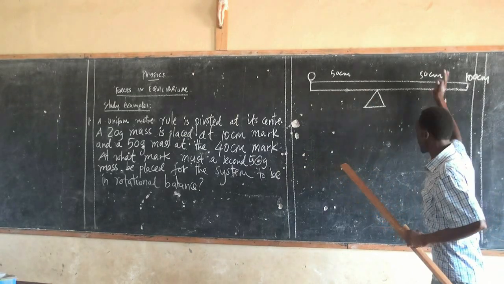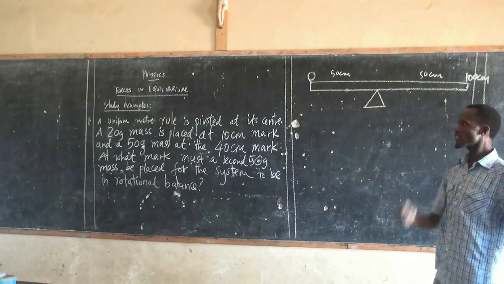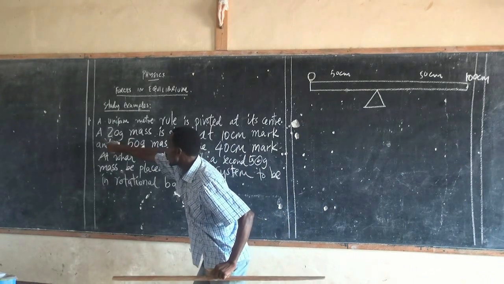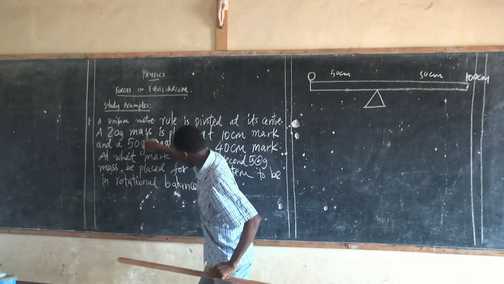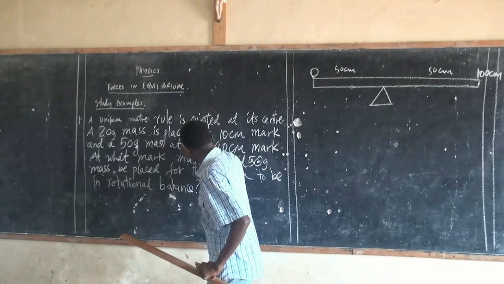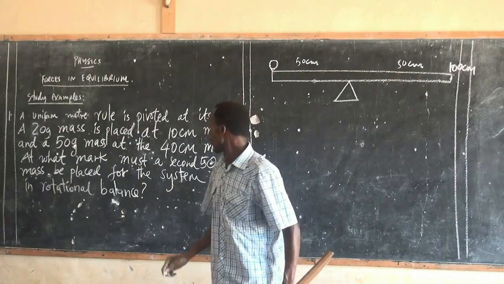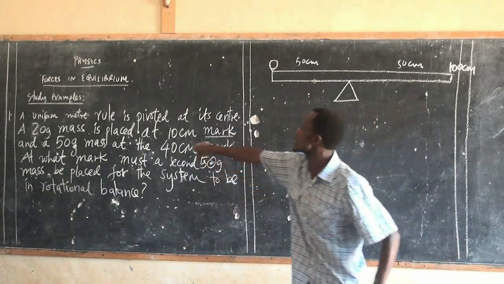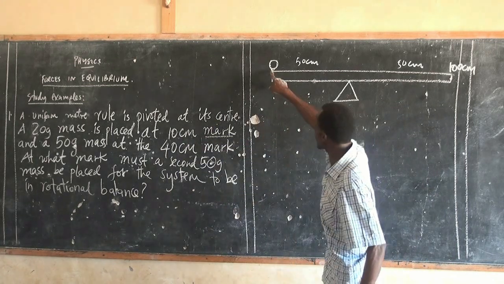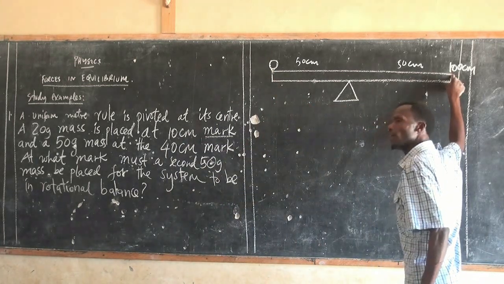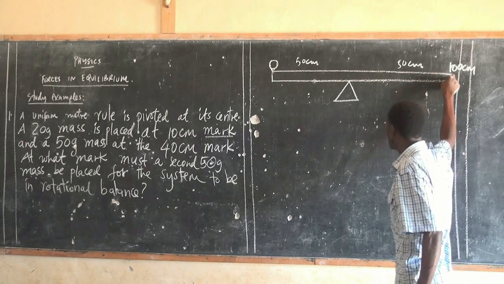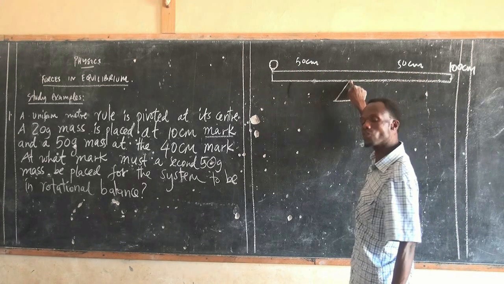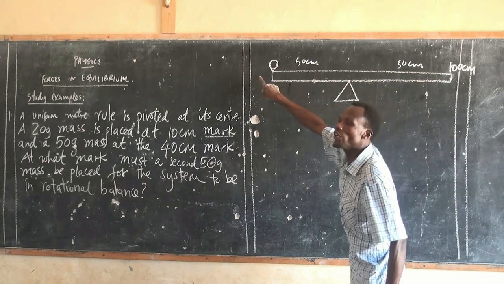Now the second statement is about a 20 gram mass. A 20 gram mass is placed at the 10 centimeter mark. Now we have something called a mark. A mark is always at the point where there is 10 centimeter. If here now is 0 and here it is 100, don't expect that you will find 10 centimeter on the other side. You will find it here, because from here to here is 50. Now, 10 centimeters is around here.